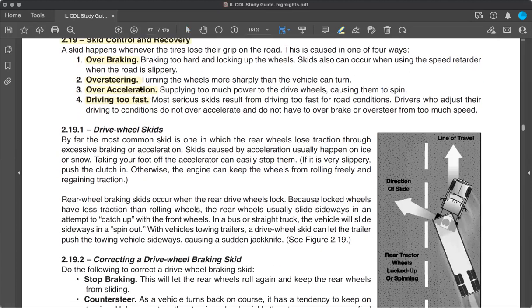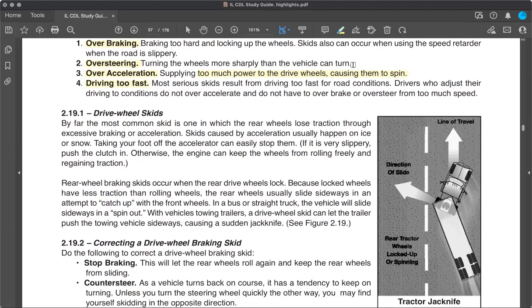Specifically, make note of the third one, where it says over acceleration. So just that where you provide too much power to the drive wheels may cause them to spin, as there might be a question that asks you, what happens when you supply too much power to the drive wheels? Well, you can cause them to spin and cause a skid.